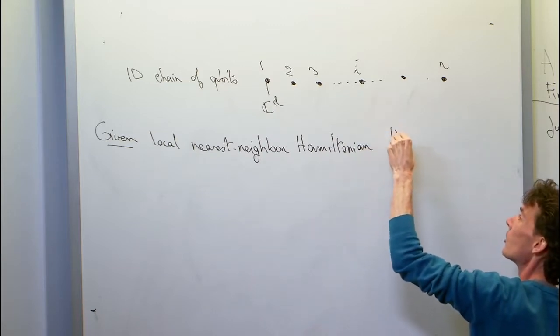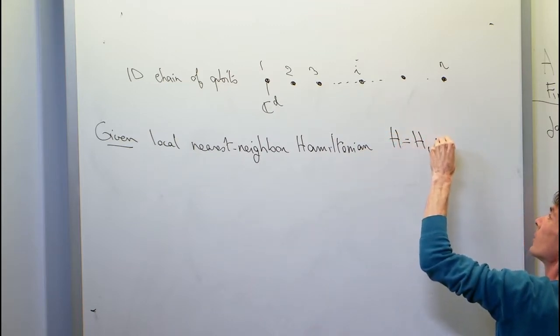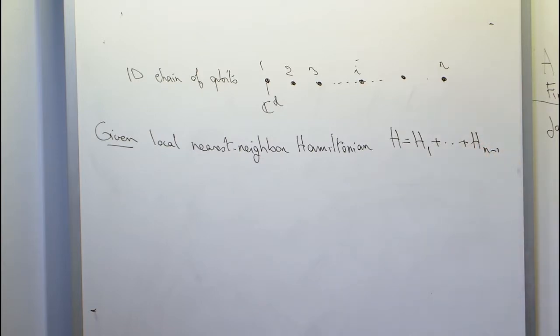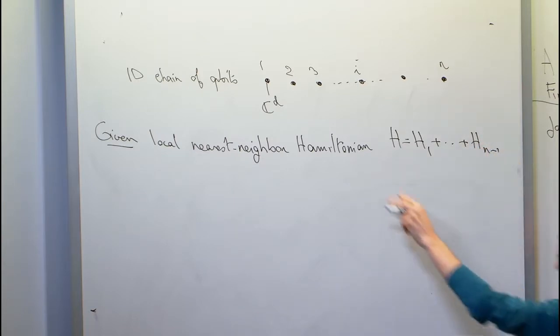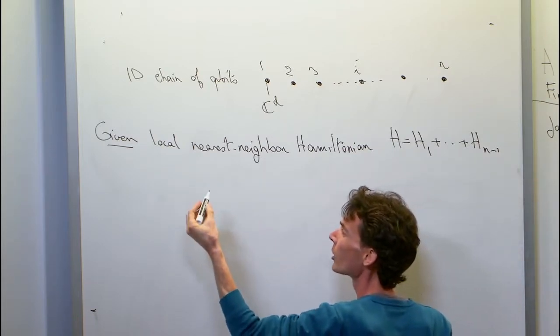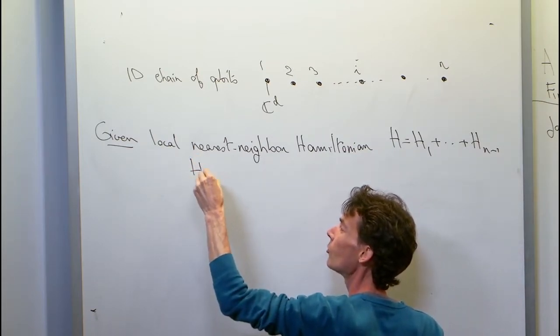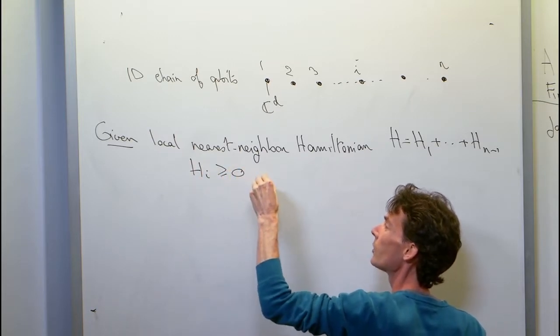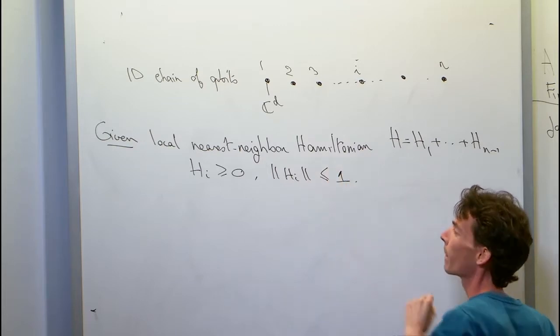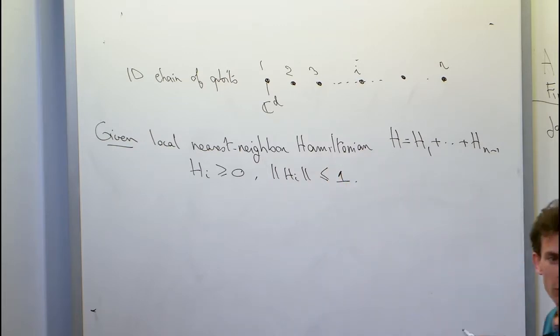H is a sum of local terms, H1 up to H(n-1). So H1 acts on the first two spins, H2 acts on the next two spins, like this. So it's specified to us. There are normalization conditions. Just for simplicity, I'll assume that each of these terms is positive and also has norm at most 1. And now this Hamiltonian has a ground state.